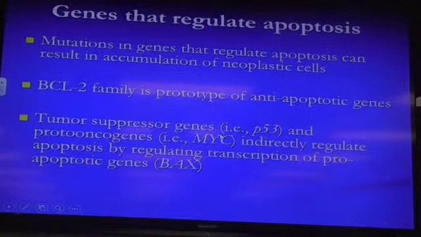The tumor suppressor genes and the proto-oncogenes indirectly regulate apoptosis by regulating the transcription of the apoptotic genes. So apoptosis can be destroyed if you have damage to the apoptotic genes. Apoptosis won't occur if you have damage to the tumor suppressor genes, because remember, all of that stimulates that pathway. And when you have expression of oncogenes, they also just allow the cell to continue. So all of this indirectly prevents apoptosis.